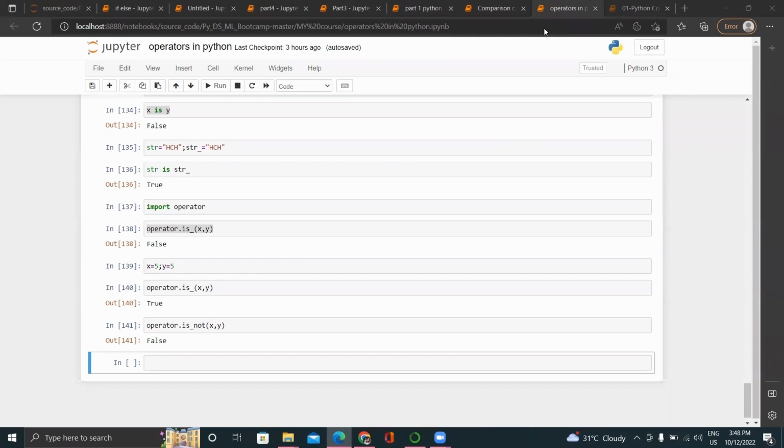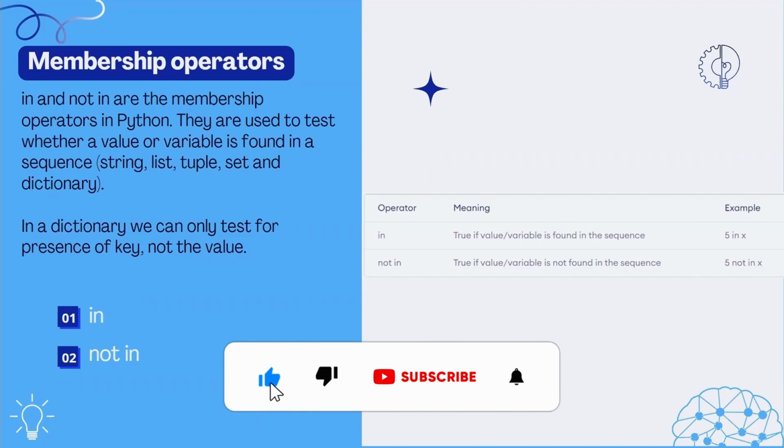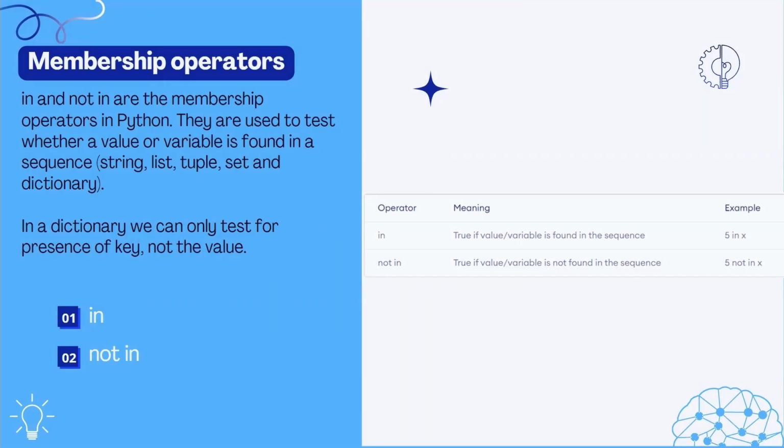Now come to the membership operators. Membership operators are used to test whether a value or variable is found in a sequence like a string, list, tuple, dictionary or set. In a dictionary, we can only test the presence of the key, not the value. Membership operators are of two types, in and not in.